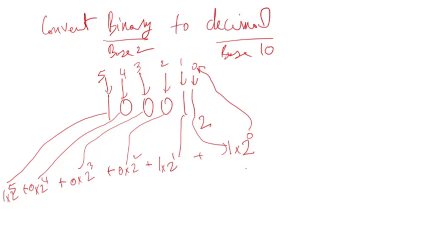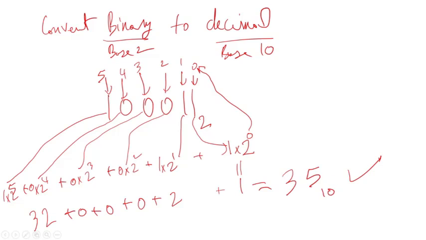1 times 2 to the power of 0 is just 1, plus 1 times 2 is just 2, plus 0 times anything is 0, plus 0, plus 0, plus 1 times 2 to the power of 5, that's just 32. 32 plus 2 is 34, plus 1 is 35. So that checks.